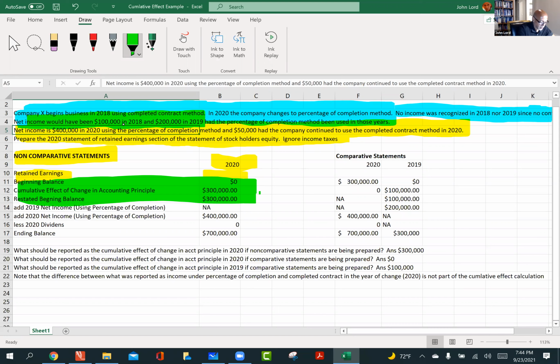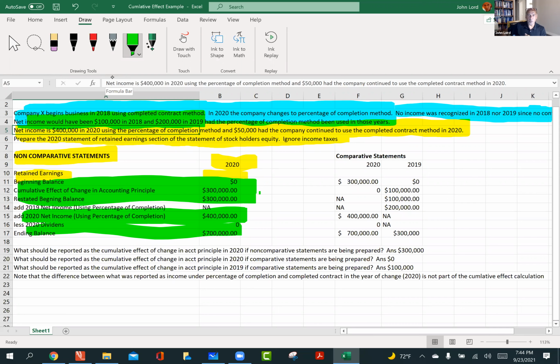Now I come over and I give my 2020 net income using percentage of completion. And that gives me my ending balance of retained earnings. So the cumulative effect, notice, does not consider anything that happened before the year, anything that happened in the year of change, excuse me. It only considers things that happened what? Before the year of change.